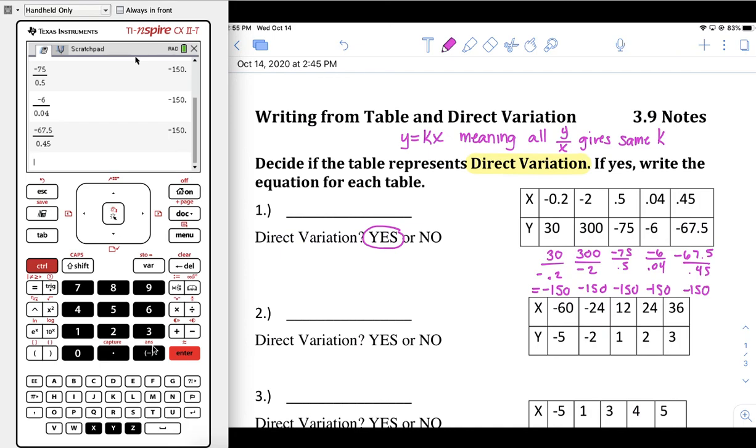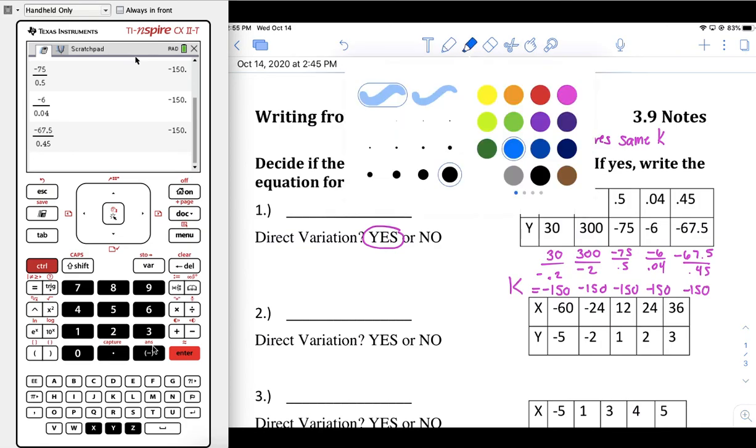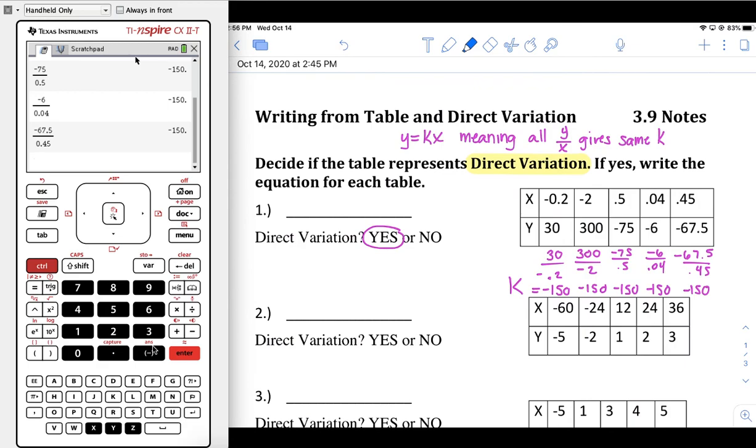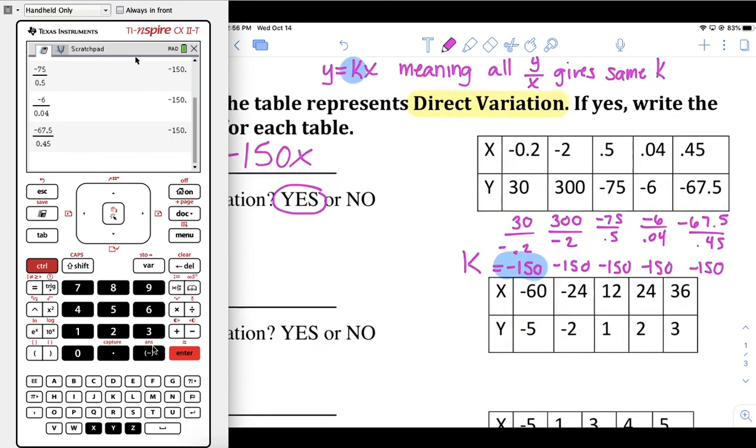All right, so if this value right here is my k, and I need to write the equation y equals kx, then I'm going to take this number, negative 150, plug it into this equation for k, and my answer becomes y equals negative 150x. And that's it. That's what direct variation means. You have the same k value for everything, plug it into my final answer. Okay? All right, let's check number 2 for direct variation.